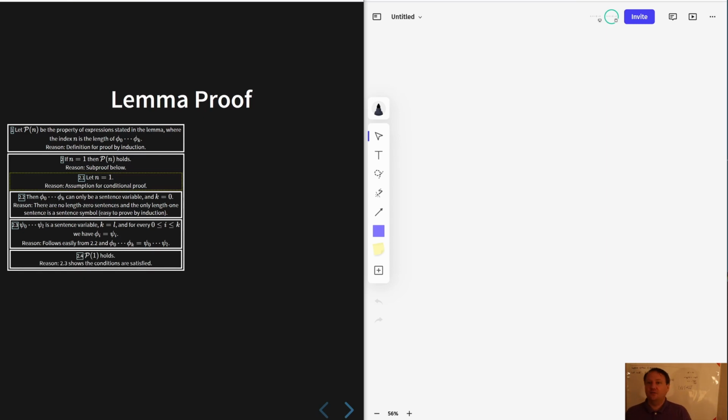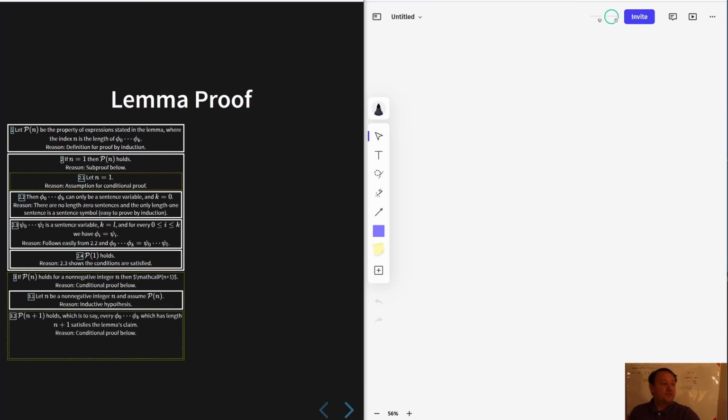And that effectively shows that k is 0 and L is 0, so k equals L, and also every intermediate index I. Well, there are hardly any intermediate indices I. There's just I equals 0, but for every intermediate index I, the subsentences equal each other. That's the base case. It's somewhat trivial. Anyway, so we've shown P of 1. Now I'll show that if P of n holds, then P of n plus 1 holds.